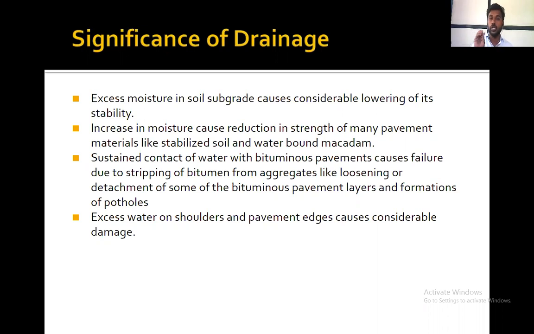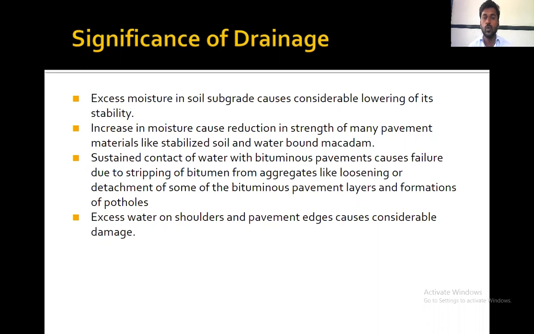Excess moisture in the subgrade considerably lowers its stability, so it is most important to drain the water out of the subgrade soil. Suppose we have constructed a road on subgrade soil which is black cotton soil. As we know, black cotton soil exhibits very large swelling and shrinking because of the presence of multiple minerals in it. If water comes in contact with that soil, it changes its volume abruptly. So we have to ensure that excess moisture is not present in the subgrade layer.